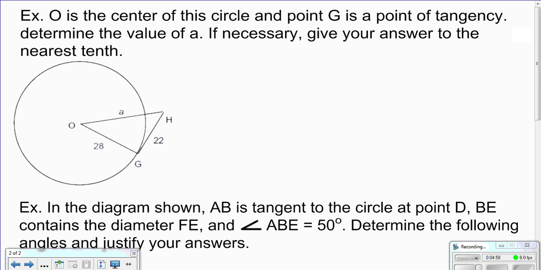Okay, again, we have O is the center of the circle, so origin, and point G is the point of tangency. So if it's a point of tangency, we know that it is a 90-degree angle. And so we want to find the missing length. So again, we have a right triangle. We know a couple of the side lengths. I hope your first thought is, let's use the Pythagorean theorem.